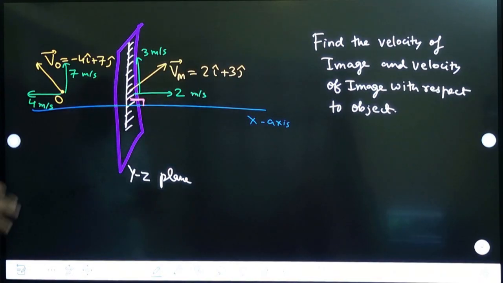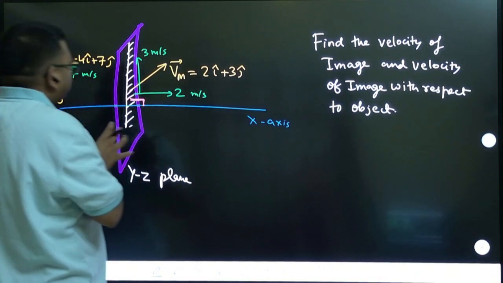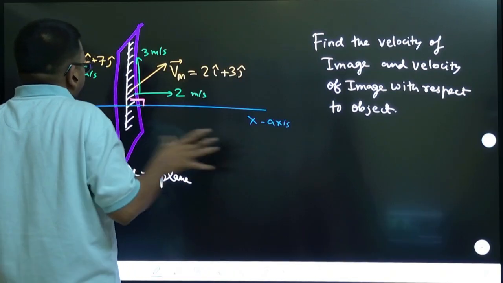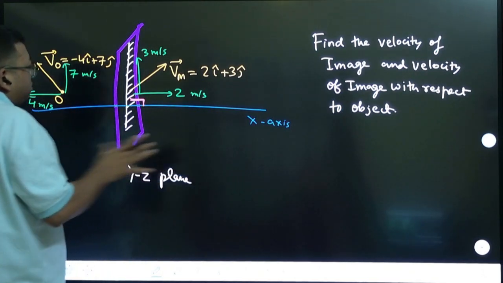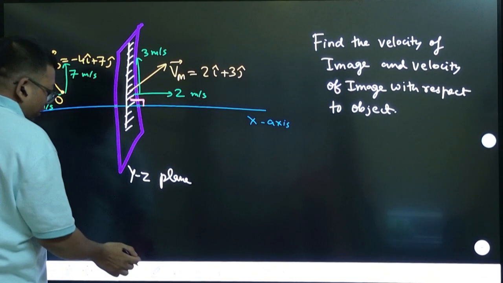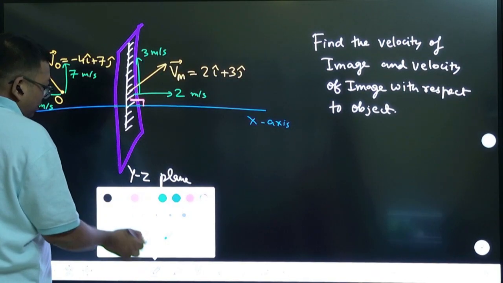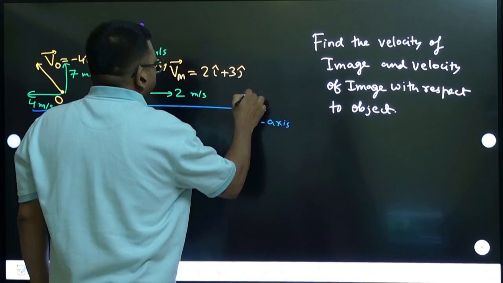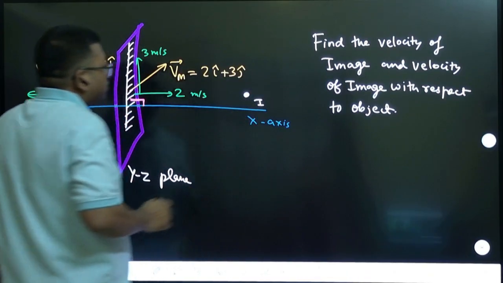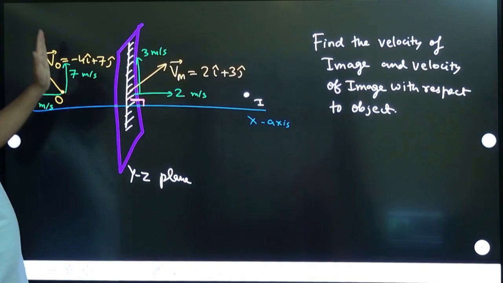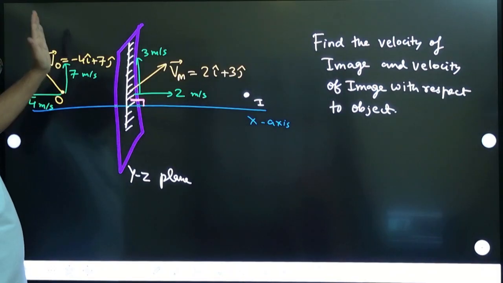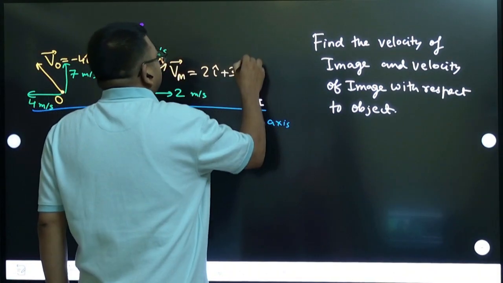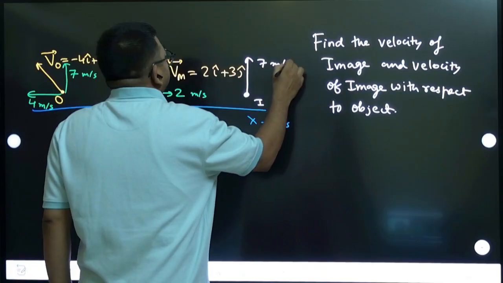Okay. Now what we need to think is only in this direction velocity will change. The formula which we have to use, the calculation is only in this direction. Okay. So if I draw the image somewhere here, some image I draw. This is the image. So note that this vertical component of velocity is not going to be affected. So whatever is 7, it will remain 7 only. 7 meter per second it will remain.